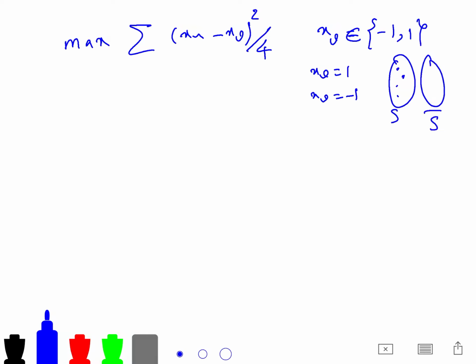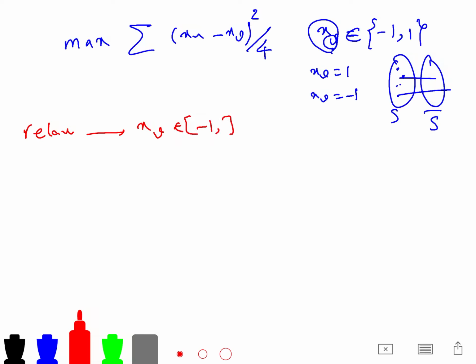Some of them are 1, and then it is a cut. Some of these edges go from S to S bar. So we assign to each vertex v an x_v. It's just a scalar, not a vector. That's why it's so easy. And then we relax it because we want to really solve it. So relax it. It now becomes the interval between -1 and 1, and this is a continuous interval.